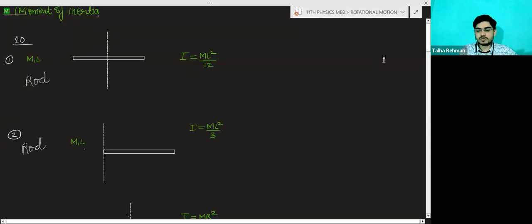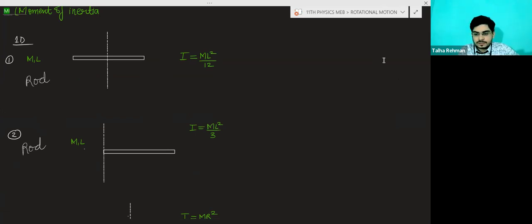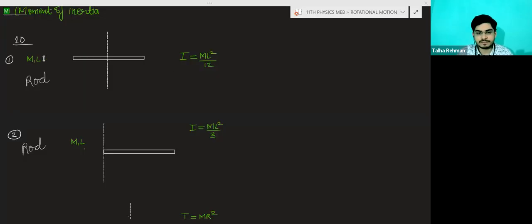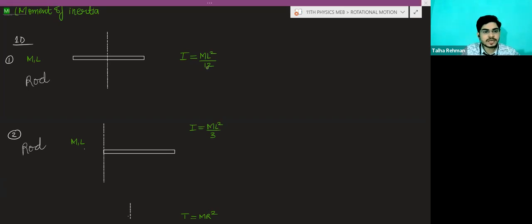One more thing required for the moment of inertia is the axis. So this is the axis. Suppose this is a rod, and there is an axis like this, perpendicular to the rod. So the moment of inertia of this rod of length L and mass m about this axis is ml square divided by 12, and this axis is passing through the center of mass.